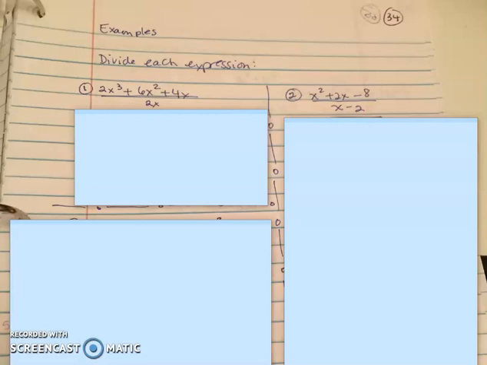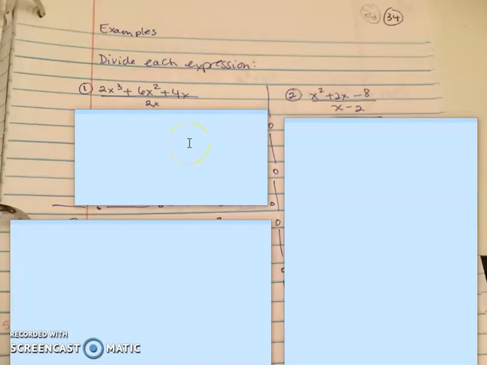Okay, so for page 34, we're going to just do some more examples of long division because it's a little bit difficult. So we are going to divide each expression. In each of these examples, we have a total of 4. So for example 1, we have 2x cubed plus 6x squared plus 4x. We want to divide that by 2x.